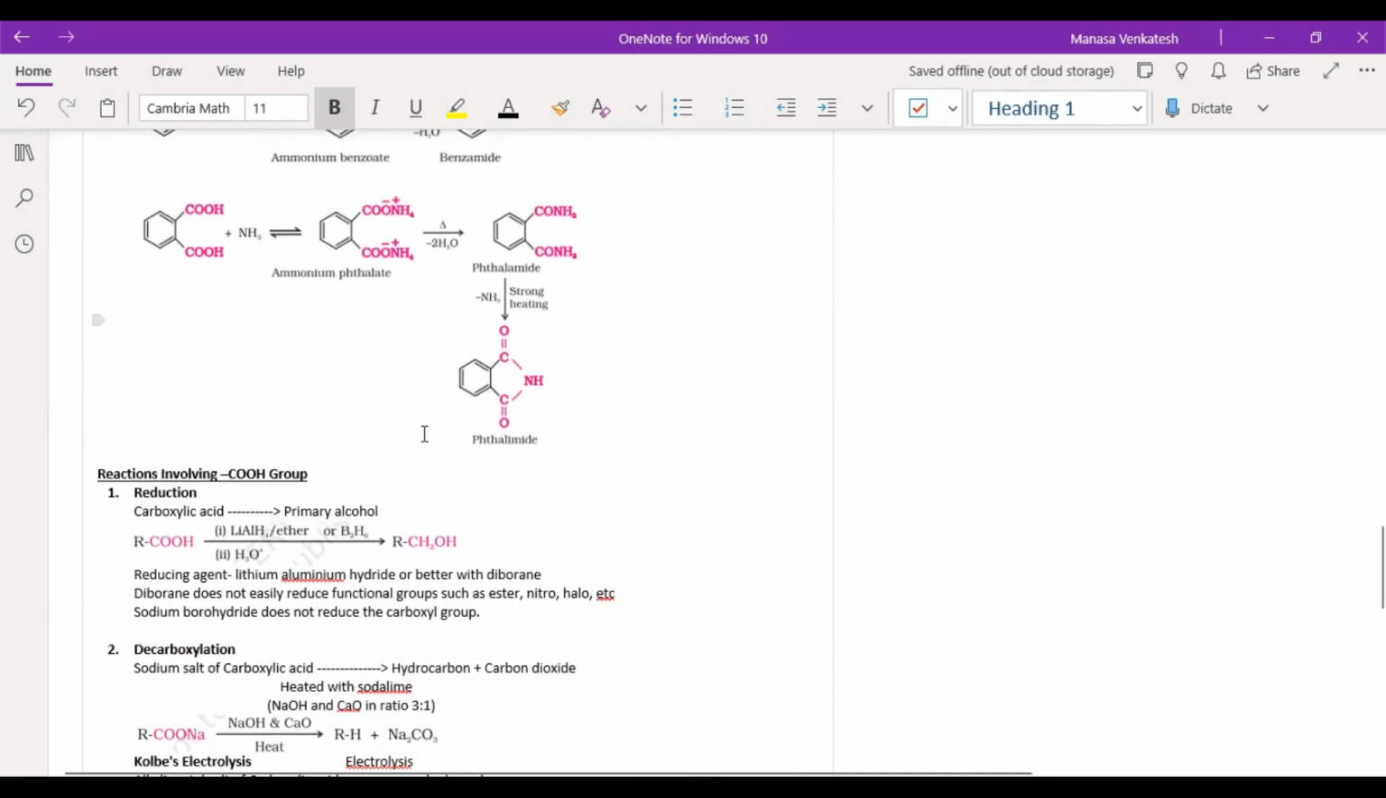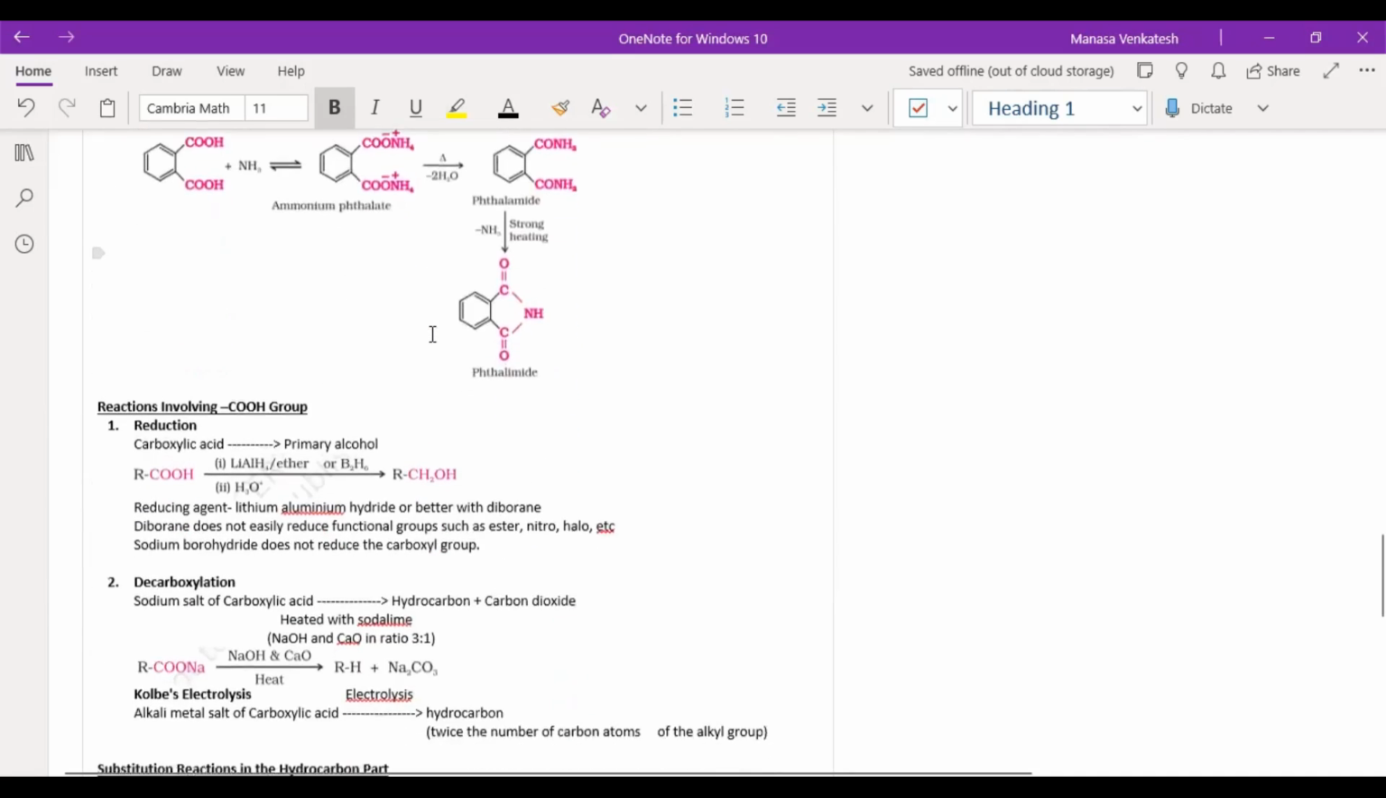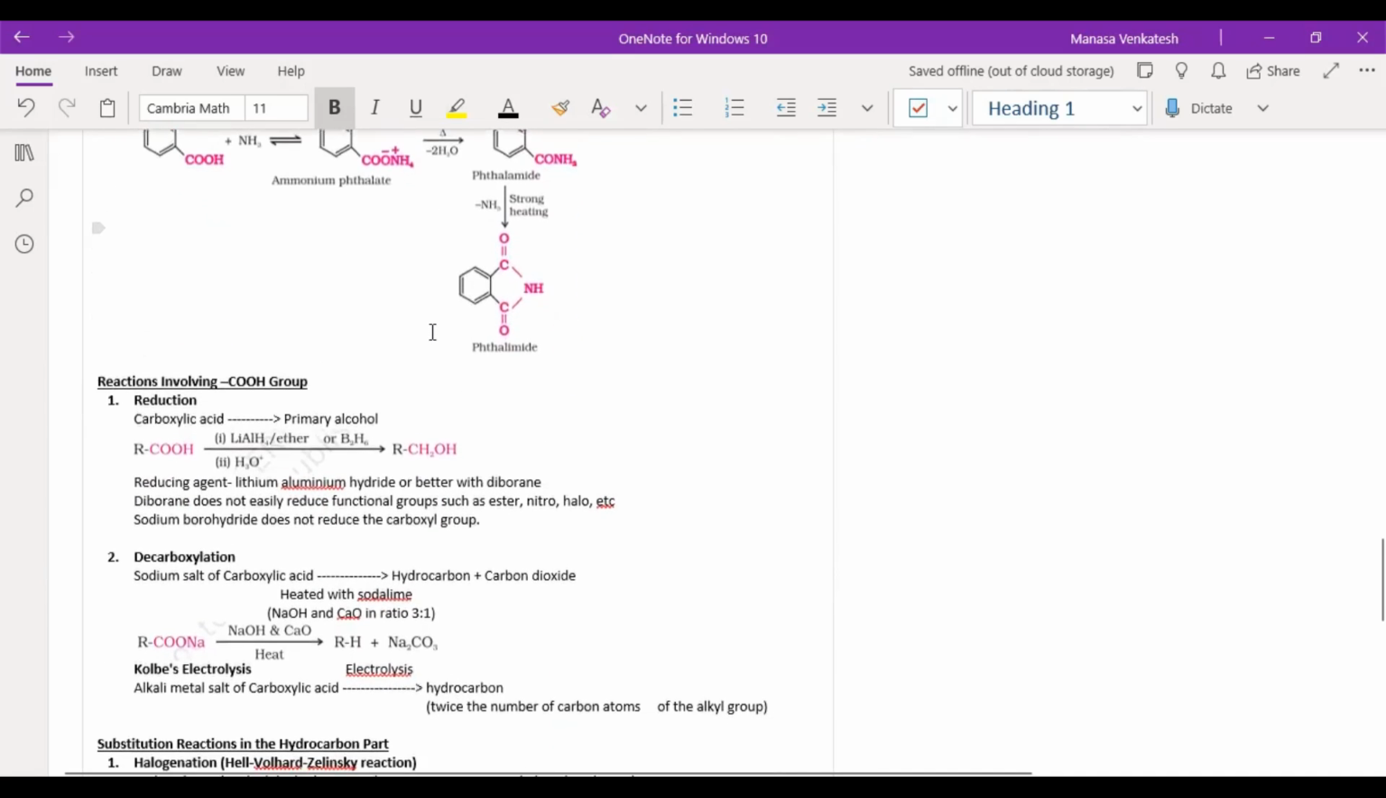And here you have the synthesis of phthalimide. If you remember, there's something called Gabriel's phthalimide reaction, which you learned this year actually. Next is reactions involving the COOH group.